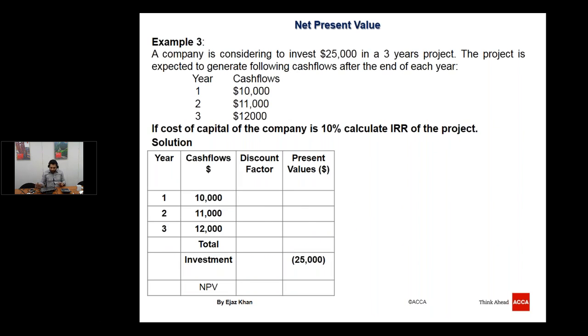Okay, this is the same example that we solved for NPV earlier. If you could just go back to example 3 when we were solving NPV, can you just tell me the NPV of the project at 10%, because we already calculated it at 10%. So can I have the NPV of this question at 10%?